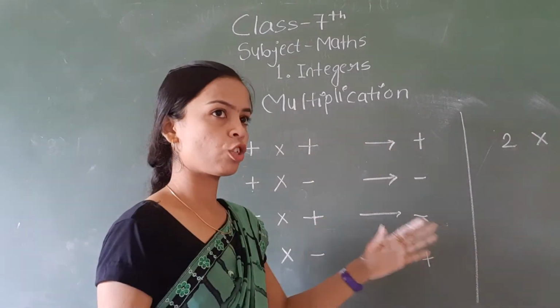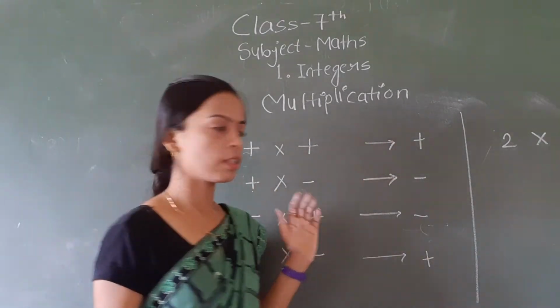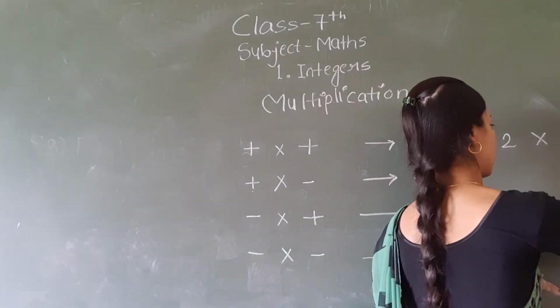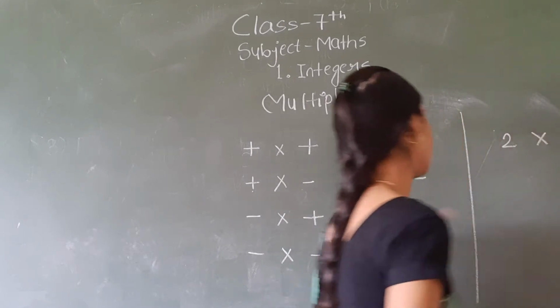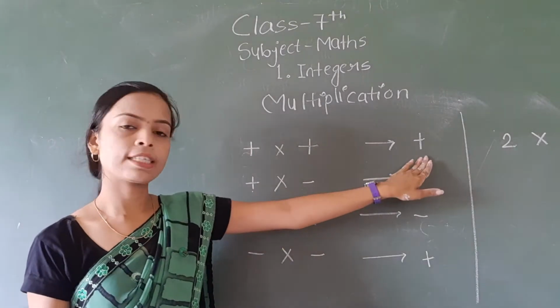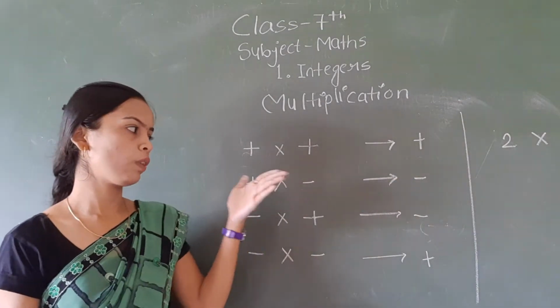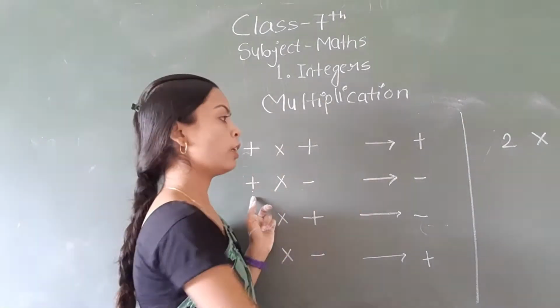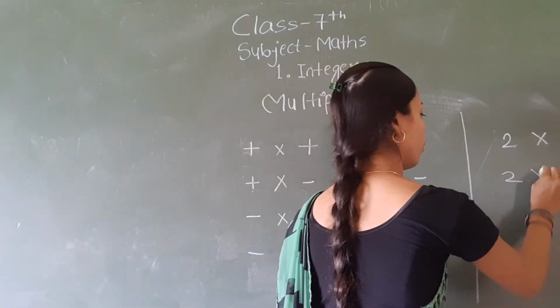2 multiplied by 3, both are positive integers. Our answer is 6. When we multiply 2 by 3, when both the integers are positive, our answer is 6. That is again a positive integer. Now we are multiplying 2 with minus 3.